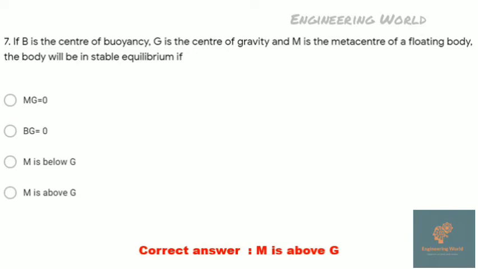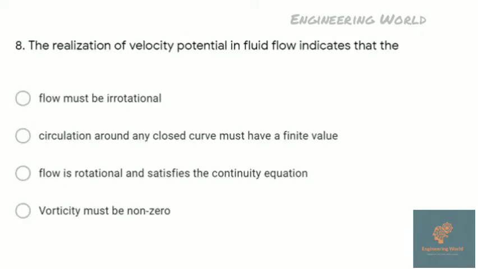In the next question, the existence of velocity potential in a fluid flow indicates that. Actually, existence of velocity potential function in a fluid flow satisfies Laplace equation. That is, flow is irrotational. Hence, the answer is flow must be irrotational.